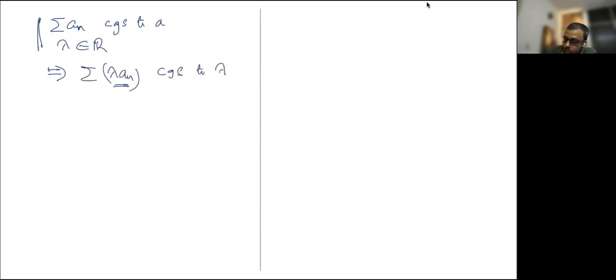suppose this is a series that you are looking at, and this converges to A, and lambda is some real. Then if you look at the series whose nth term is this, it would converge to lambda times A. Again, this is simple to prove, so I'm not getting into the detailed proof here.